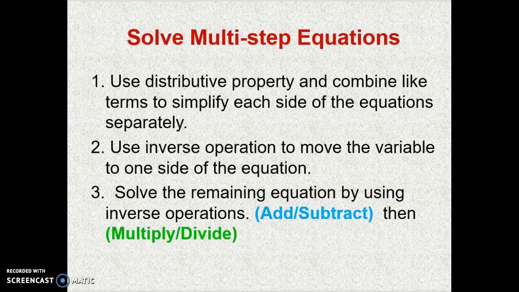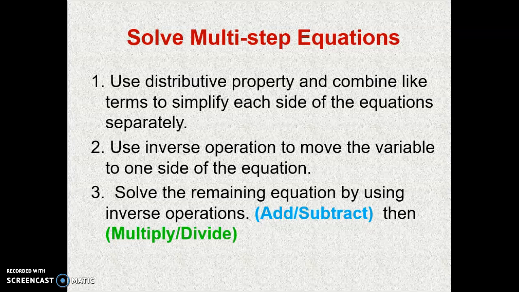So the first thing, we treat the left hand side separately and we look for our distributive property and try to combine all like terms. Then we look at the right side separately, right side meaning the right-hand side of the equal sign. And we again try to do any distributive property and combining like terms that exist there. Once we do that, then we use our inverse operations to move the variable to one side of the equation. And remember, that's our whole goal.